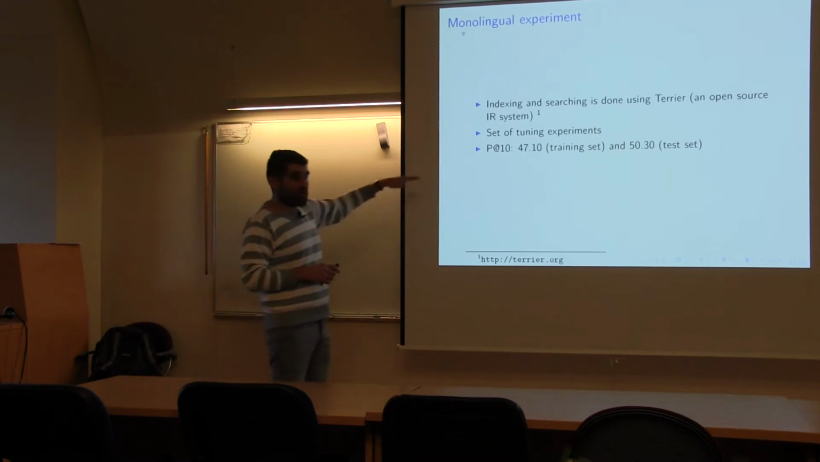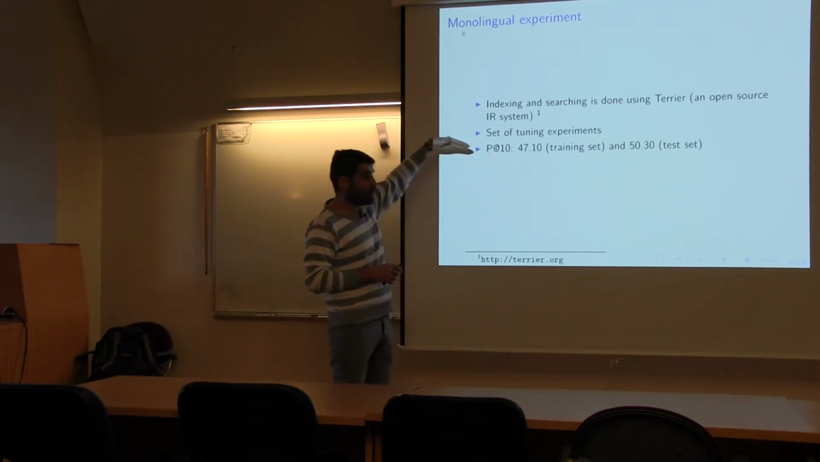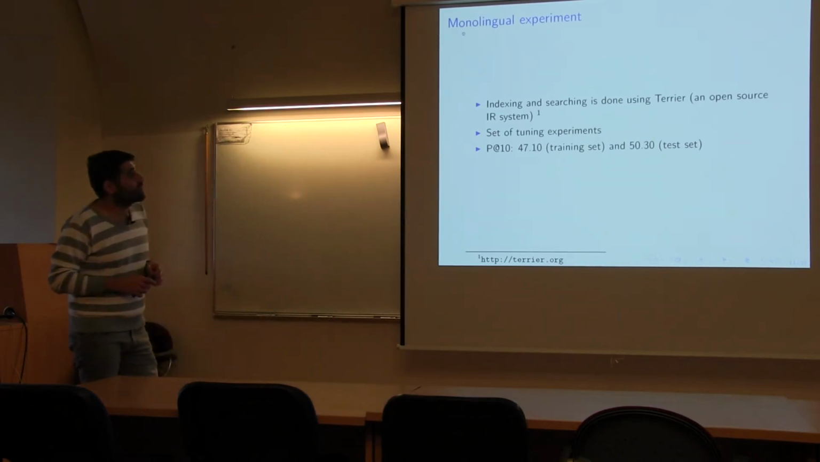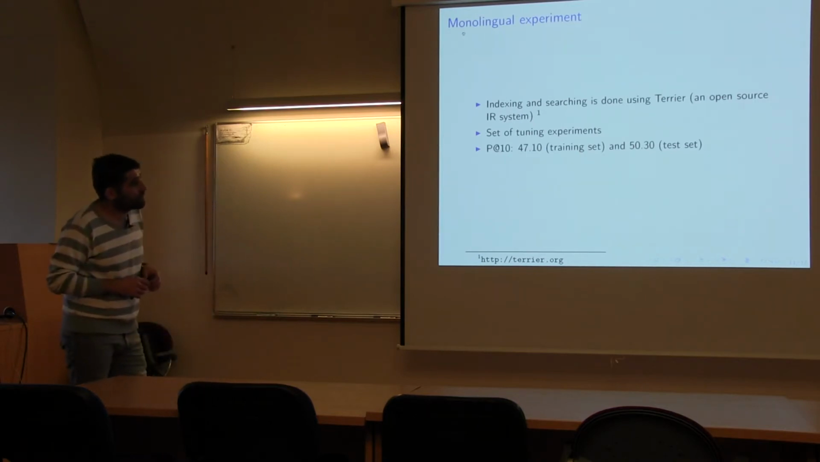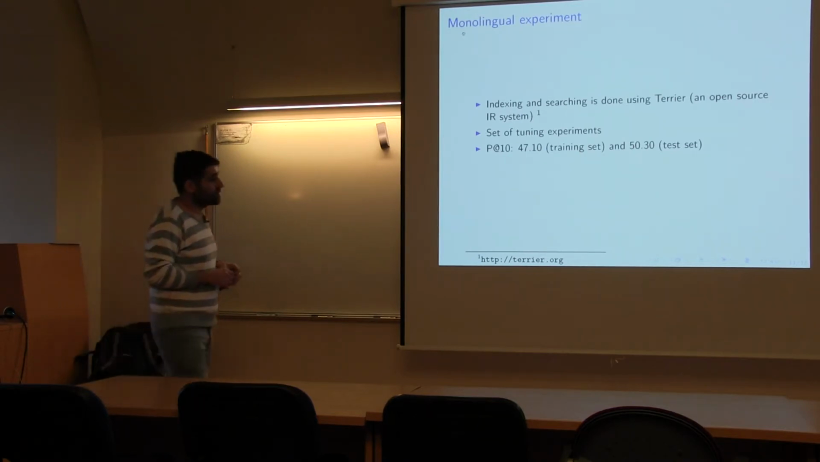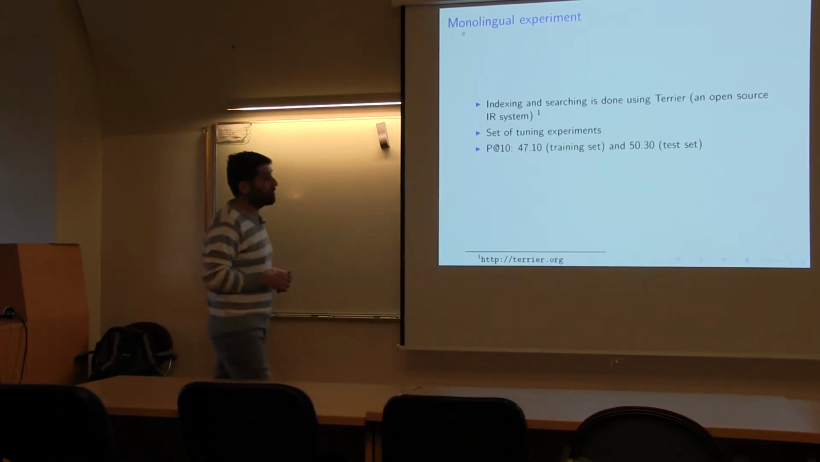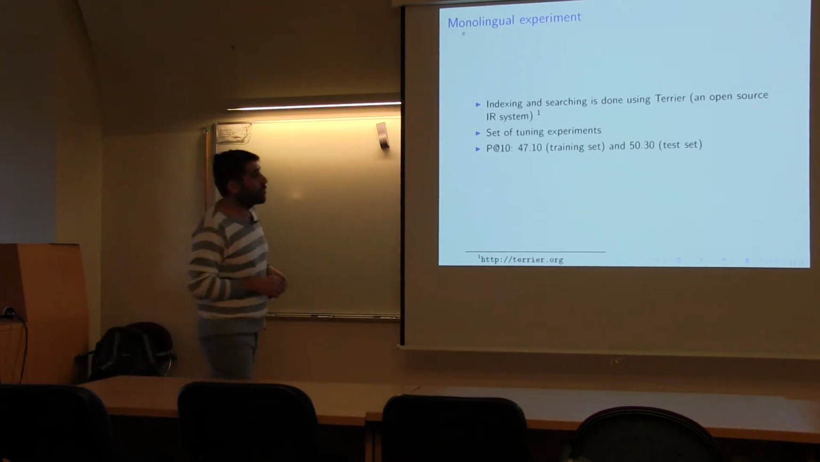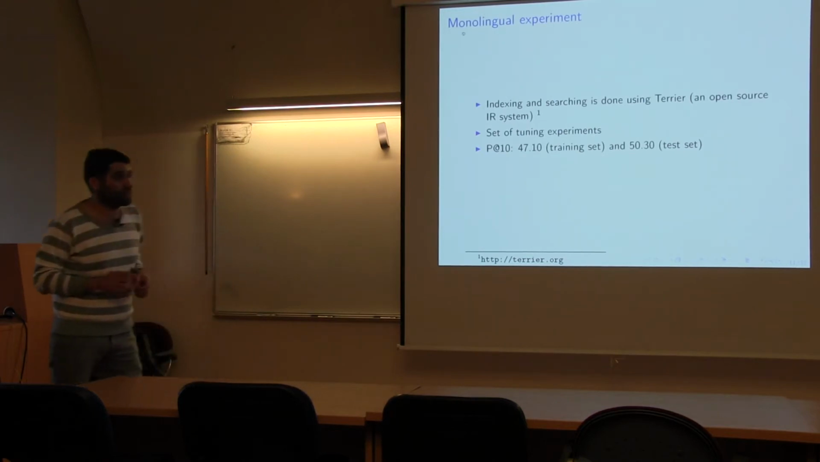We mainly focus on the percentage of relevant documents among the 10 highest returned documents. According to our monolingual system, we have 47.10 for the training set and 50.30 for the test set. The training set has around 100 queries, and the test set around 66 queries.